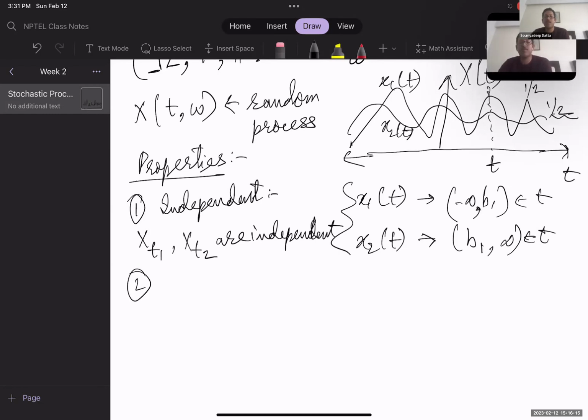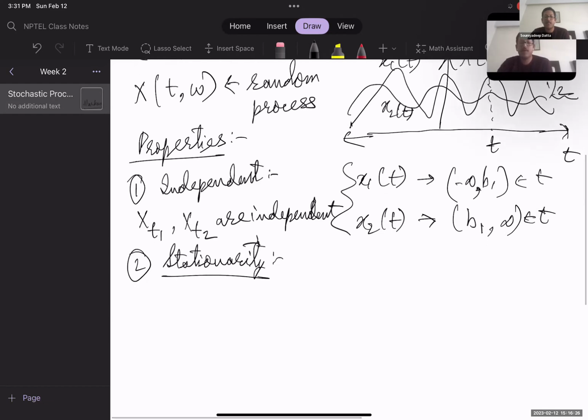The second most important property is stationarity. There are two kinds of stationarity here, and I think this is well known among people in the communications and signal processing field, I come from the same field. There is strict sense stationarity, and there is wide sense stationarity.